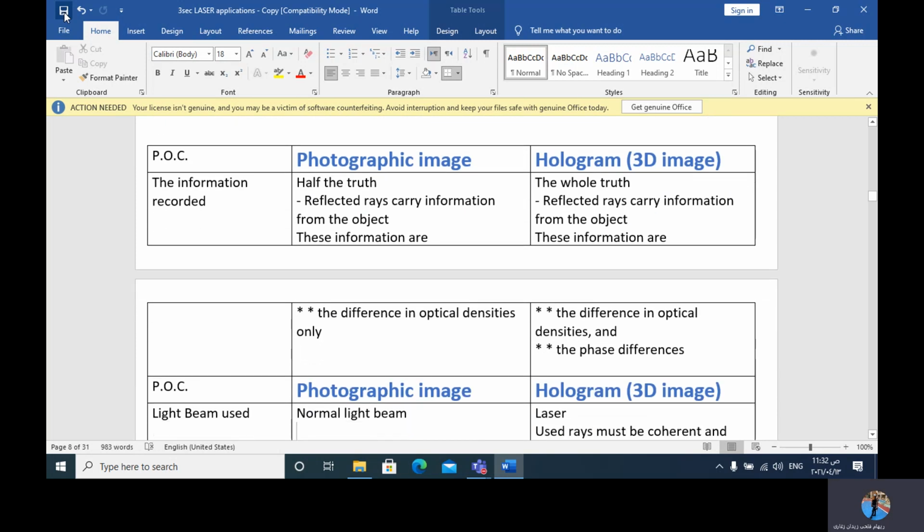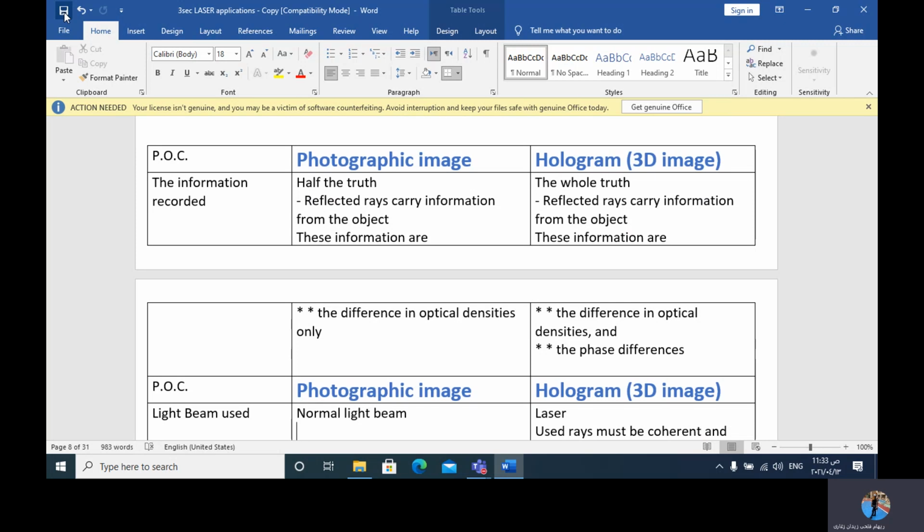Okay, so by knowing the hologram, we'd like now to compare between the holographic image in 3 dimensions and the normal one. Here is the point of comparison in the photographic image and the hologram in 3 dimensions. The first point of comparison is the information recorded. The photographic image, the normal image formed by any camera, records half the truth.